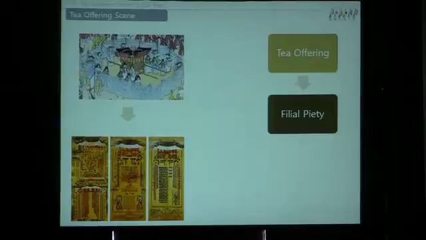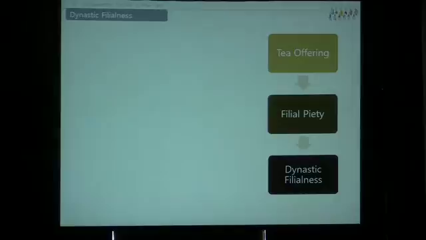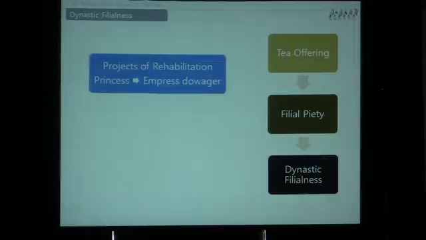The trope of offering tea effectively visualizes the king's filial piety, which was the main purpose of the journey. Jeongjo's devotion to his mother goes beyond the love of an ordinary son, as it also involves dynastic filialness. His father's dishonorable death had significantly degraded his mother's status, so Jeongjo enacted various projects to restore his mother's status from princess to empress dowager.